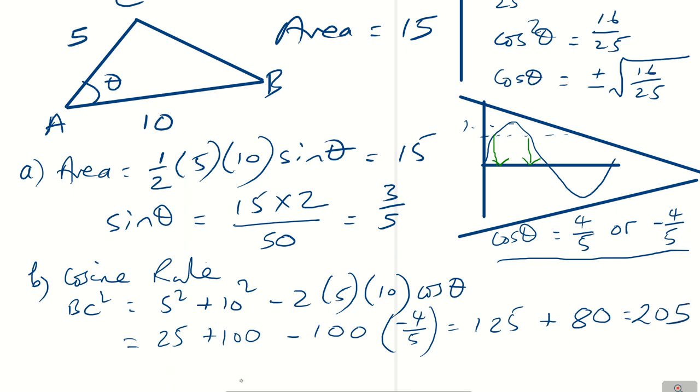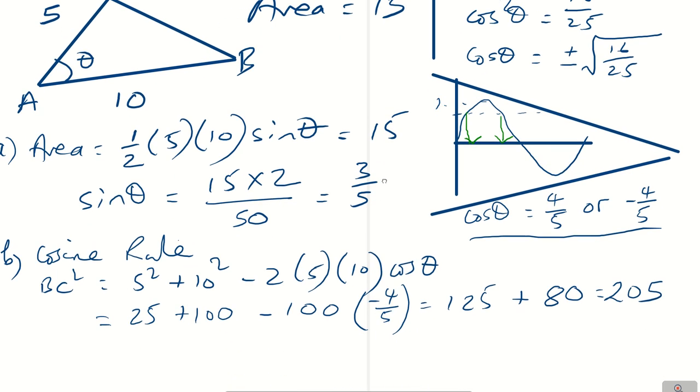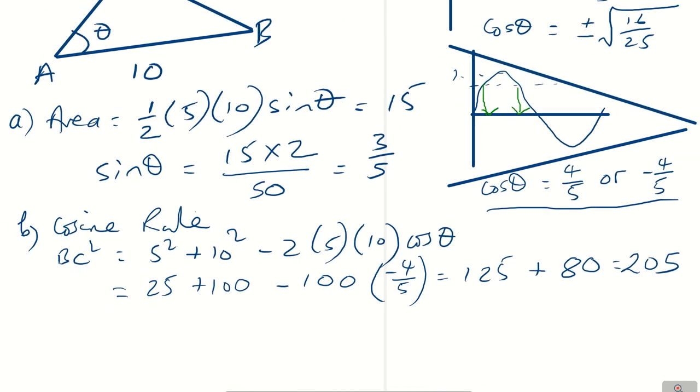And in the question it says it wants us to give the length as an exact length, and remember that means it doesn't want decimals, it wants it either as a whole number or a fraction or as a surd. So all we can do is say that BC equals the square root of 205, and I don't think we can simplify that any further, so we can just leave it as that.